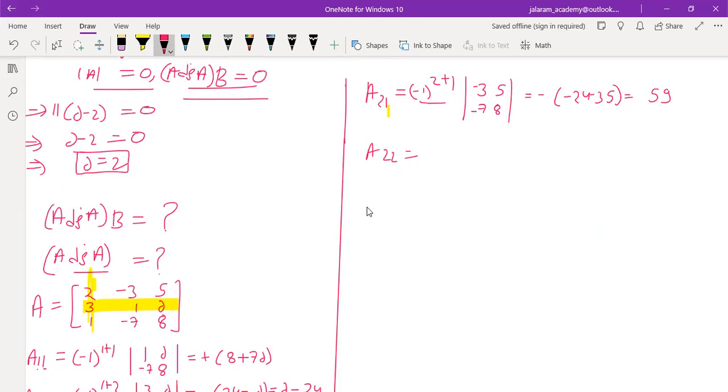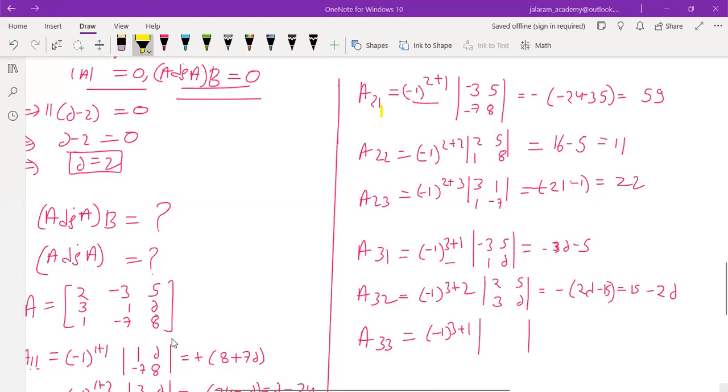Then find A22, A23, A31, A32 and A33 with the same method. Finally, A33 is obtained by deleting the third row and third column. If you have any confusion in finding the other determinants, you can watch the previous videos on cofactors. Two ones are 2, minus 9, which is 11 again.